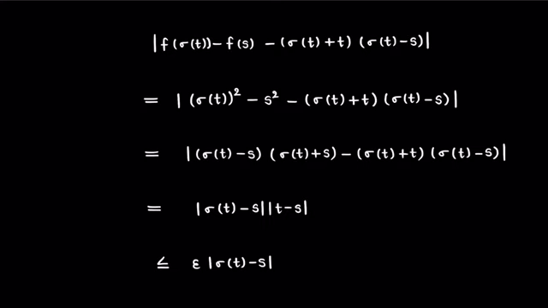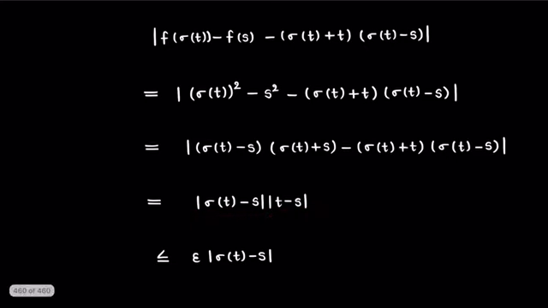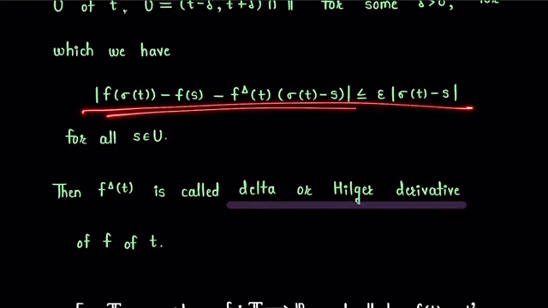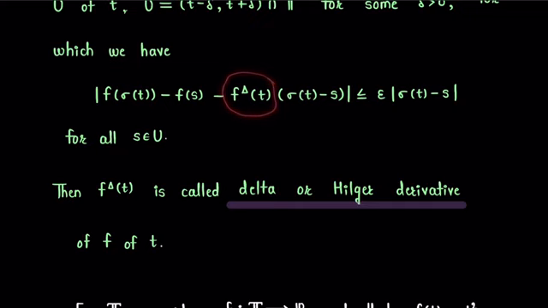Further simplification gives (σ(t) − s)(σ(t) + s), since this will give these two terms, and these two terms will remain as they are. Further simplification gives modulus of σ(t) − s multiplied by modulus of t − s. Now, since we have modulus of t − s strictly less than epsilon, this term will be less than or equal to epsilon times modulus of σ(t) − s.